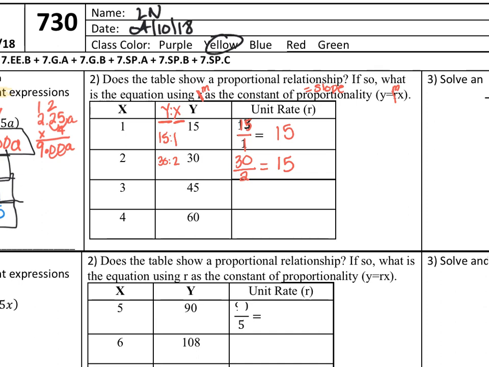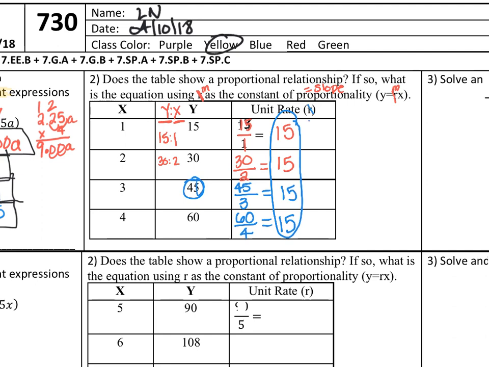So our next ratio, y to x, 45 to 3. 3 goes into 45 15 times. So far it is proportional, but we have one more to check. Our last ratio is 60 to 4. Now 4 goes into 60, I will tell you right now, 15 times. So here you have found your constant in proportionality or your slope.